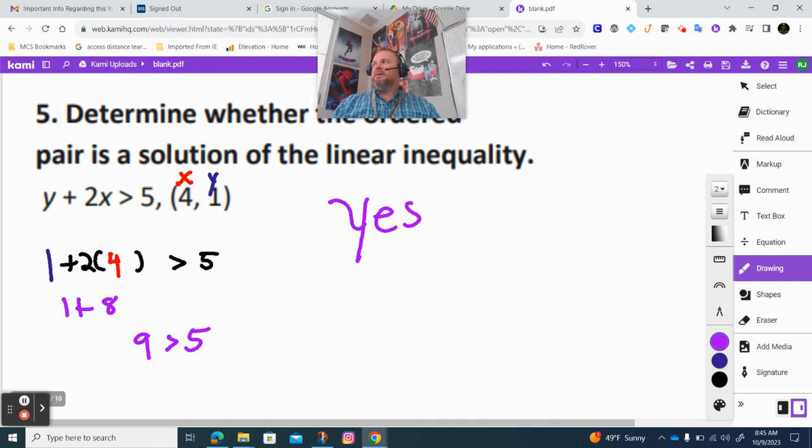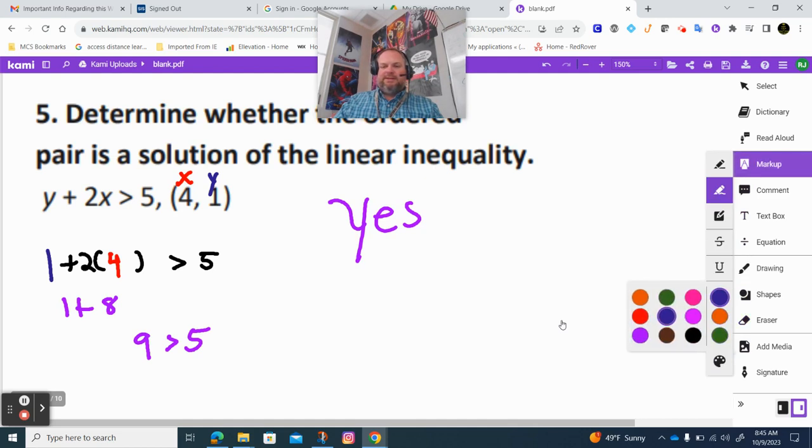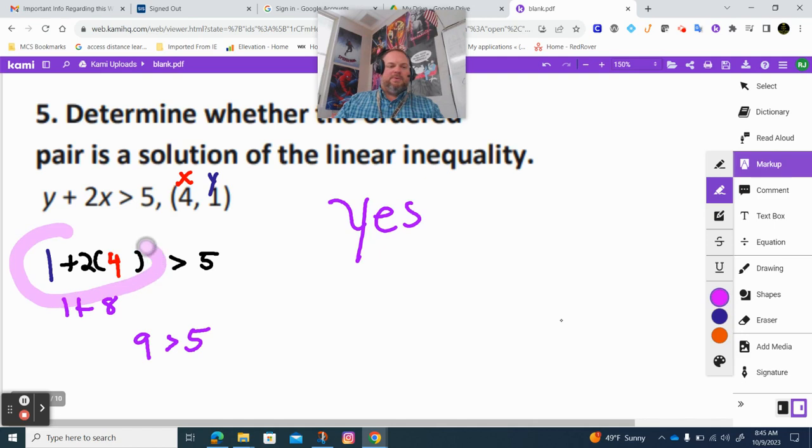Now, you could have done all that on the calculator. Let me be more specific. This part you could have done on the calculator.